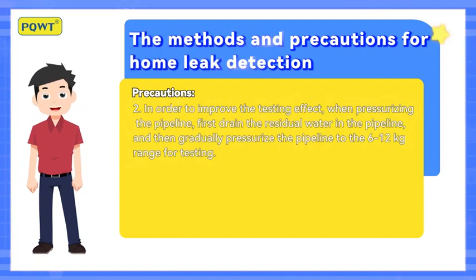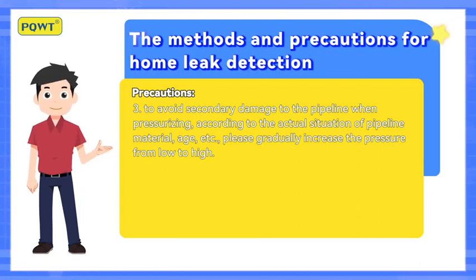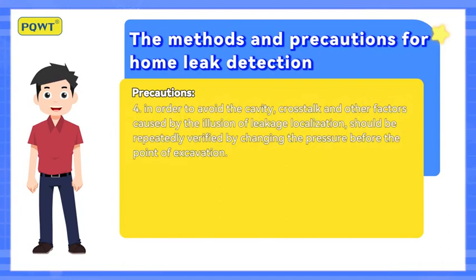2. To improve the testing effect, when pressurizing the pipeline, first drain the residual water in the pipeline, and then gradually pressurize the pipeline to the 6 to 12 kilograms range for testing. 3. To avoid secondary damage to the pipeline when pressurizing, according to the actual situation of pipeline material, age, etc., gradually increase the pressure from low to high. 4. To avoid the illusion of leakage localization caused by cavities, crosstalk, and other factors, repeatedly verify by changing the pressure before the point of excavation.